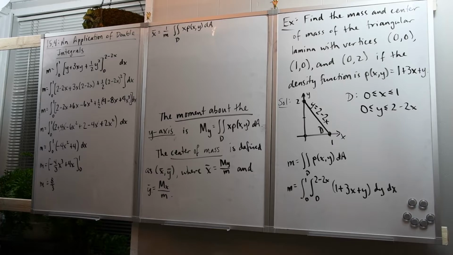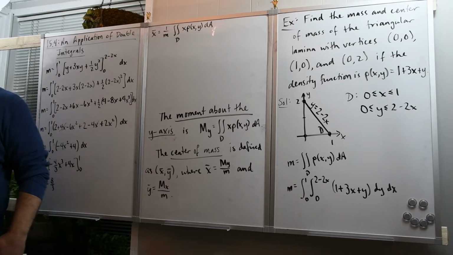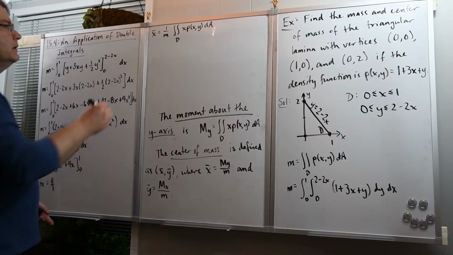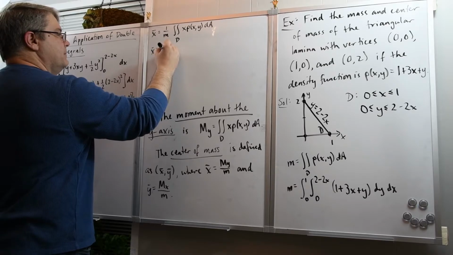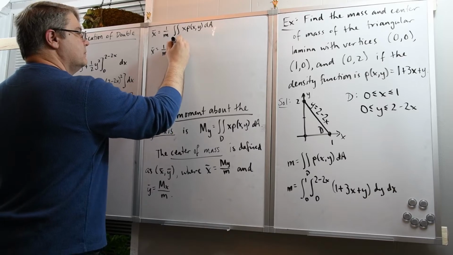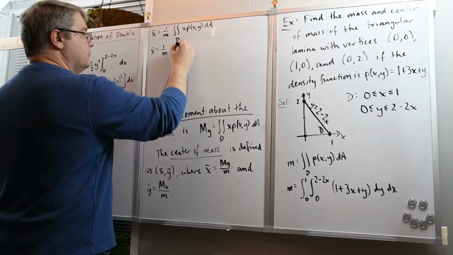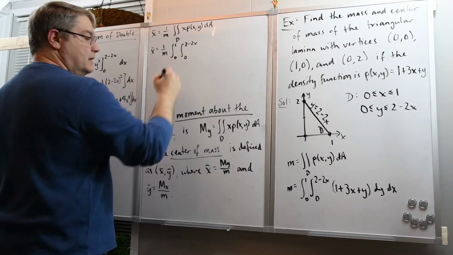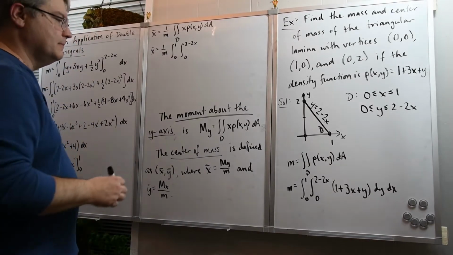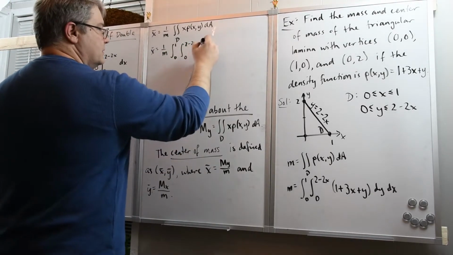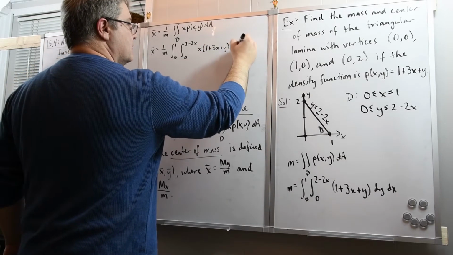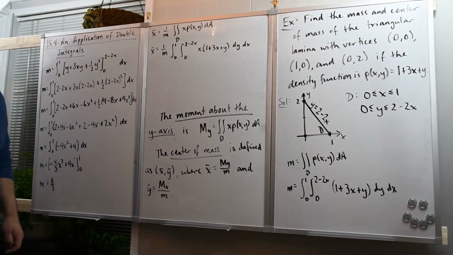Well, we've already taken the double integral over d of rho of xy. So if you really think about what it is that we're integrating here, we're going to have x bar is equal to 1 over m, and then we'll have the integral 0 to 1 on the outside, integral from 0 to 2 minus 2x on the inside. But then that x gets multiplied by the 1 plus 3x plus y, and that will give us x times 1 plus 3x plus y here. And of course we can multiply that through.